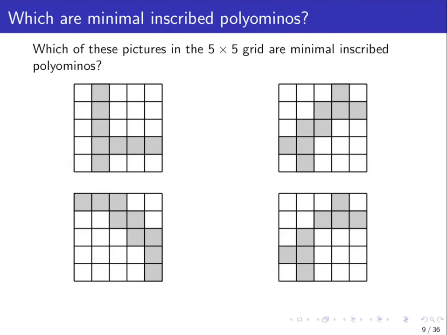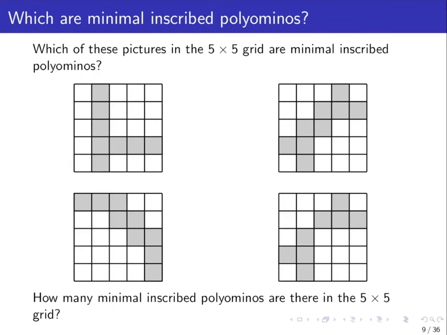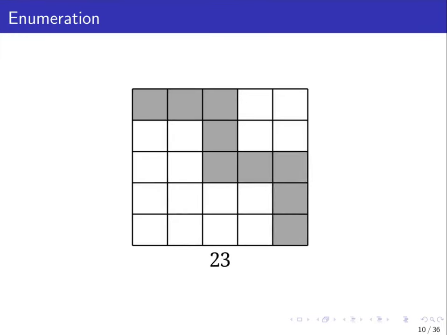One might ask, now that we've seen a couple of minimal inscribed polyominoes in the 5x5 grid, how many are there? Well, let's enumerate them together. As this animation runs, we'll get to see all of the examples that verify this condition.